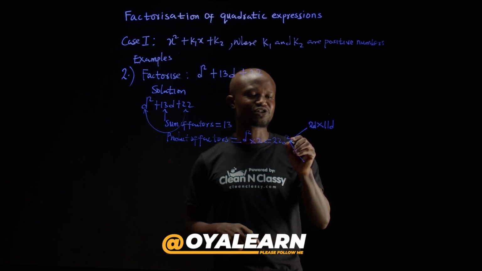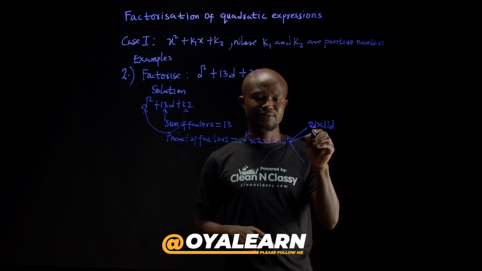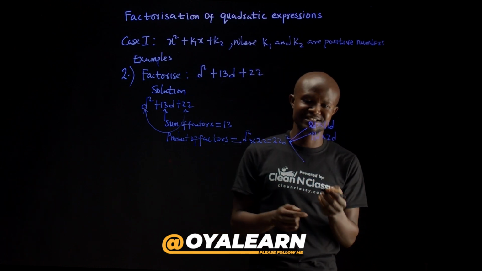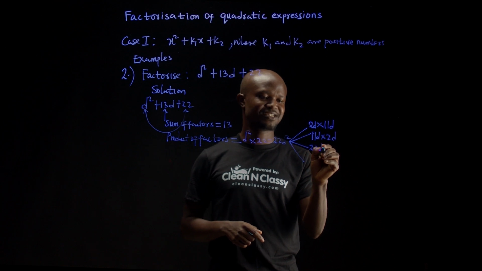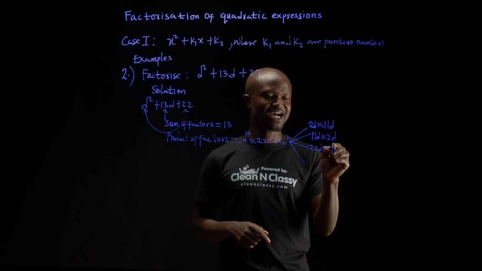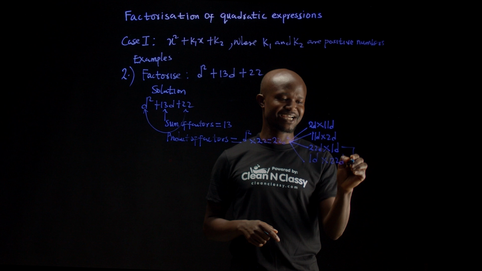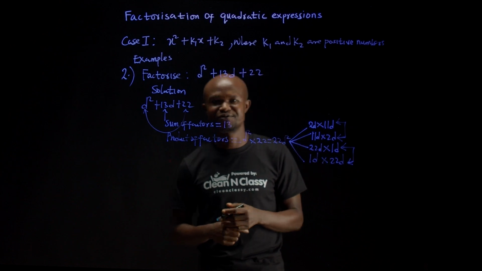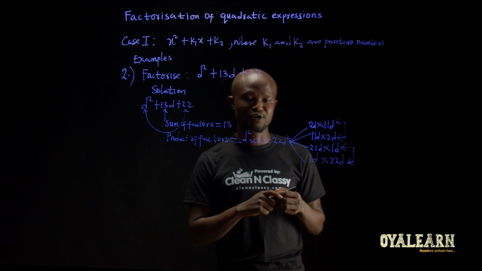Now, we can also have 11d times 2d, which is still the same thing as 2d times 11d. So we can have 22d times 1d, or 1d times 22d. Do not forget, this is the same thing as this. This one is also the same thing as this. You can write any one of them first. Now, we have two possible forms.